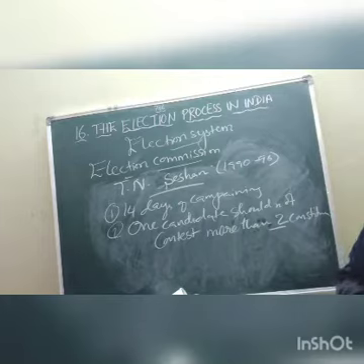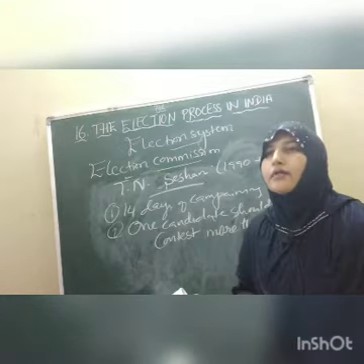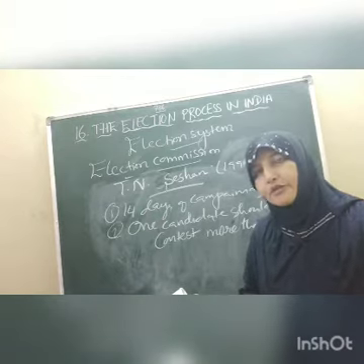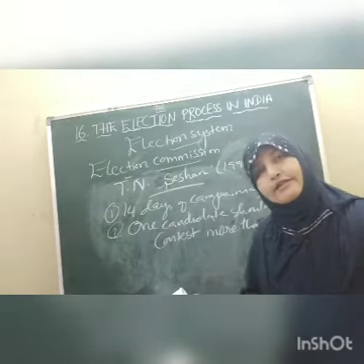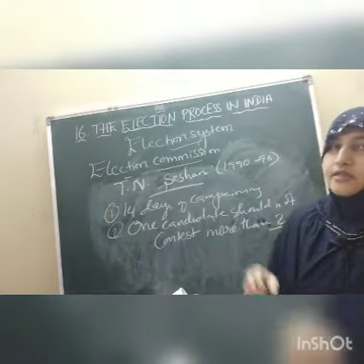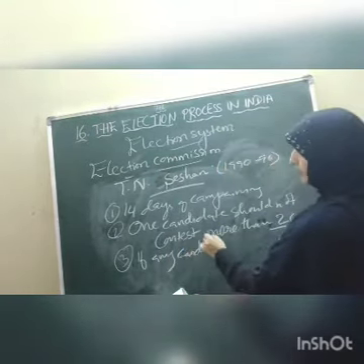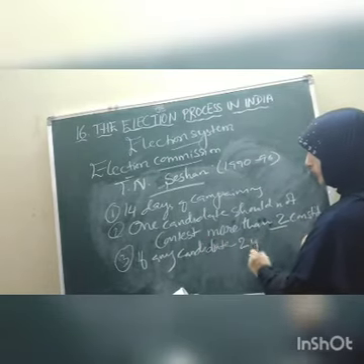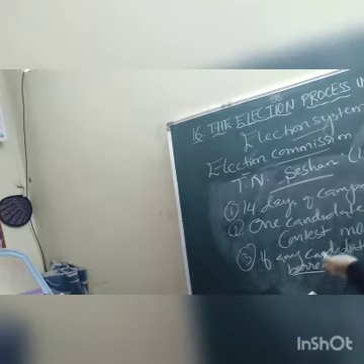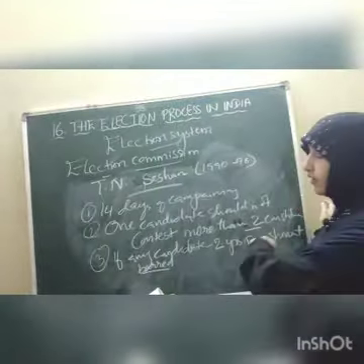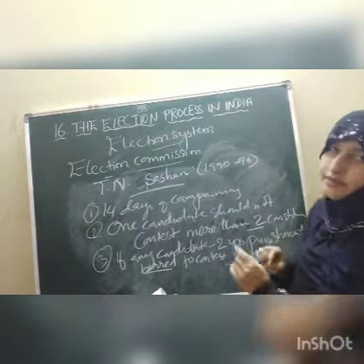The third recommendation, children, is that if any candidate is found guilty of some illegal practices and gets a punishment of 2 years, that means the person is barred. He is not allowed to contest any election for the next 6 years. That type of candidate is not allowed to contest the election for the next 6 years.